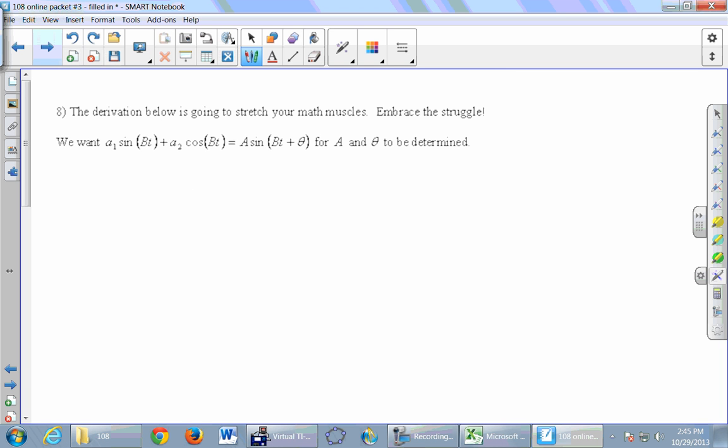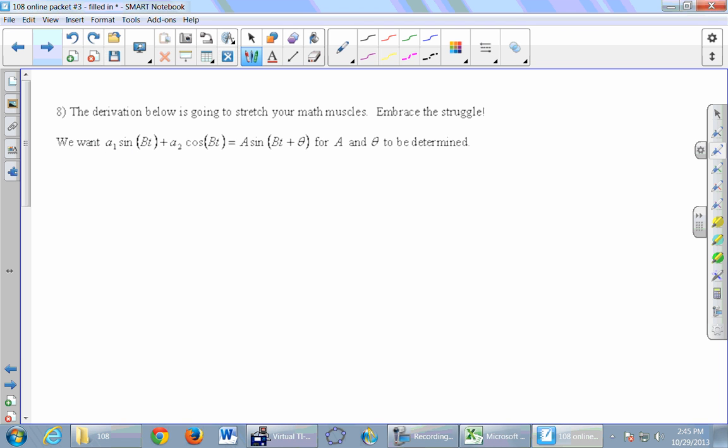Number 8, the derivation below is going to stretch your math muscles. Embrace the struggle. Okay, so taking a look again at the goal, we're given this thing, and we want to rewrite it as this thing, which means try to figure out A and try to figure out theta. Okay, let's give it a shot.